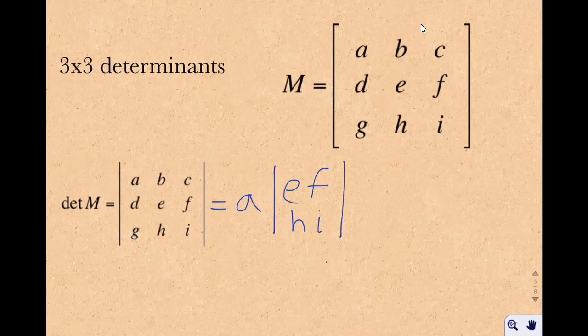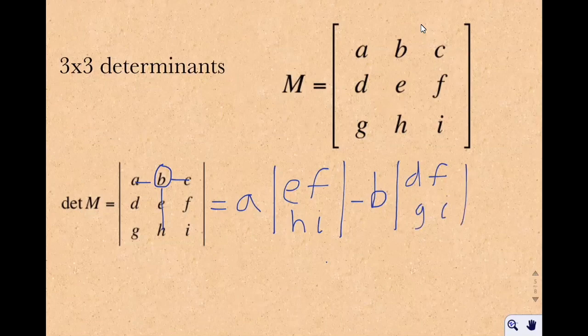Next, what we're going to do is go to the second number in that first row and pretend that its row and column does not exist. This time, instead of adding, we're going to subtract, and the remaining 2-by-2 would be D, F, G, I. Lastly, we're going to look at the third number in that row, delete the rest of the numbers in the row and column, and add that times the remaining 2-by-2, D, E, G, H.